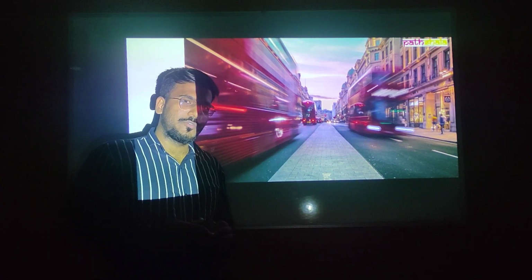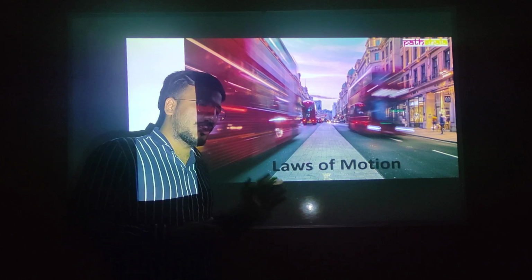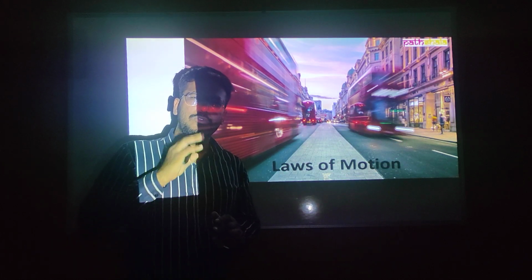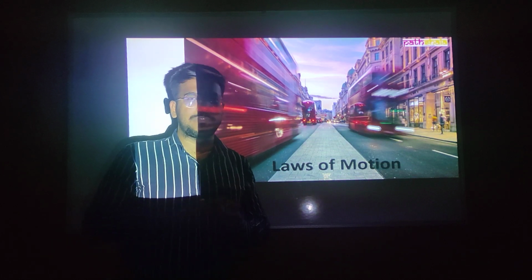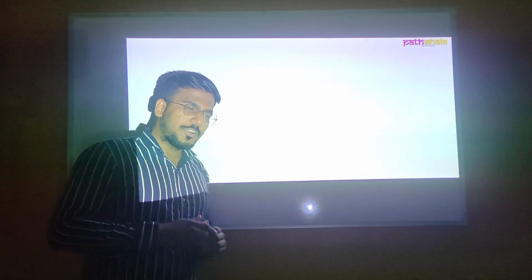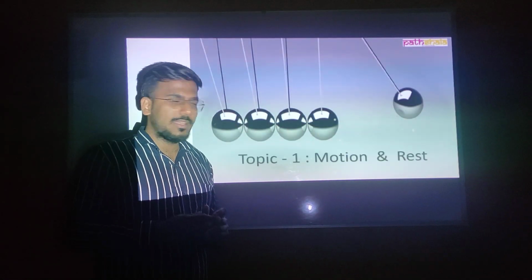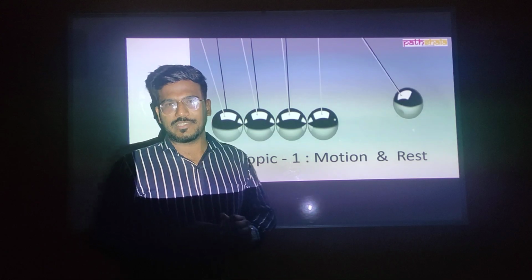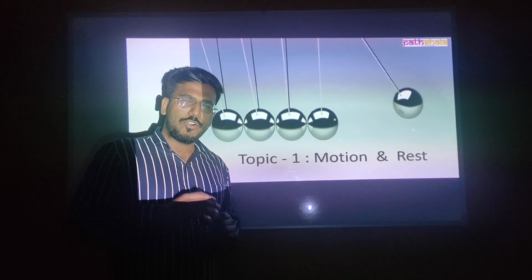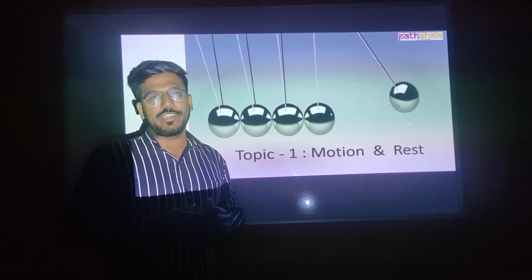In this session, we are going to start with a chapter called Laws of Motion, which is the very first and most beautiful chapter of science as well as physics. So in this, first we are going to start with the first topic, that is motion and rest. For that, I want you all to observe these pictures very carefully.